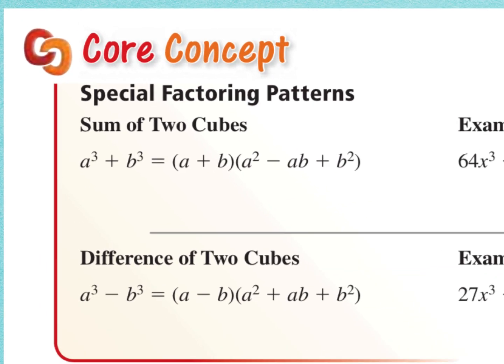So these sum of cubes, when we are adding two perfect cubes, we use this formula here. So we need to find what A is and what B is, and we would plug that into this formula. So it would be A plus B times A squared minus AB plus B squared.